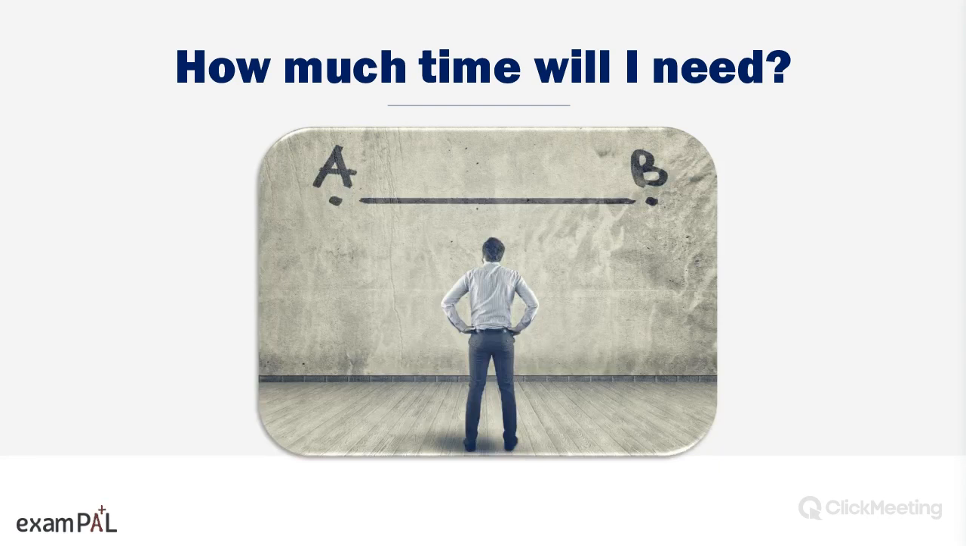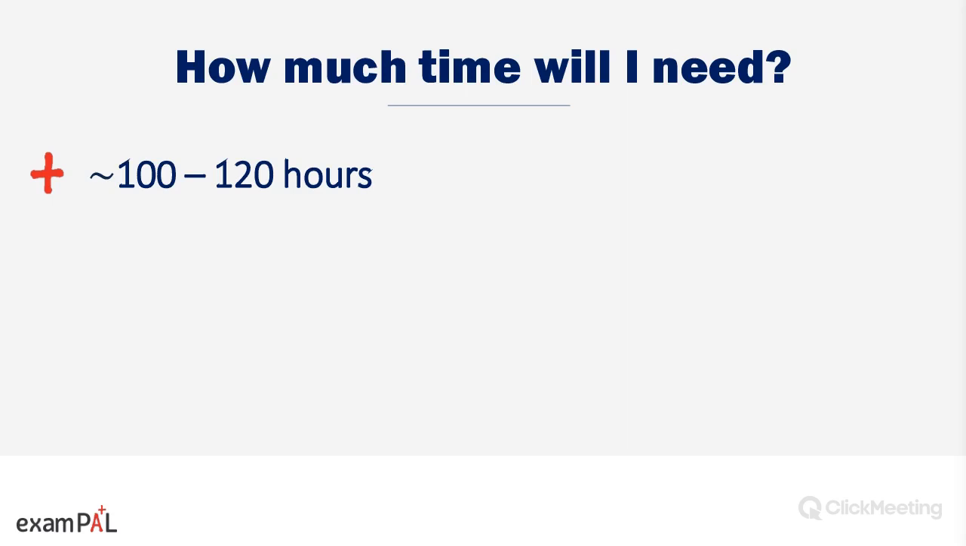So how much time do you need? Well, our answer is 100 to 120 hours. This is what we have found to be a sufficient amount of time for studying for the GMAT from scratch. As you'll see when we start talking about lengths of time, whether 1 month, 2 months, 3 months, this is not that much, 100 to 120 hours. Even if you have a full-time job, you should be able to do it.